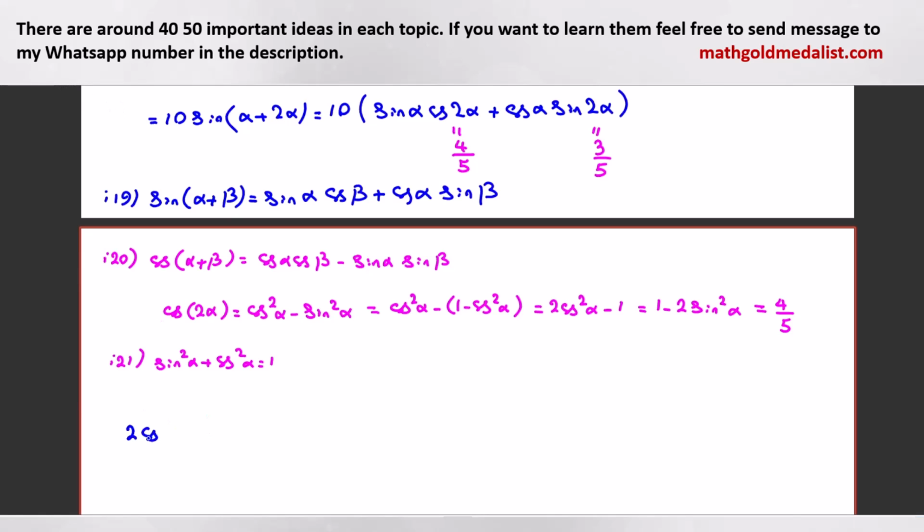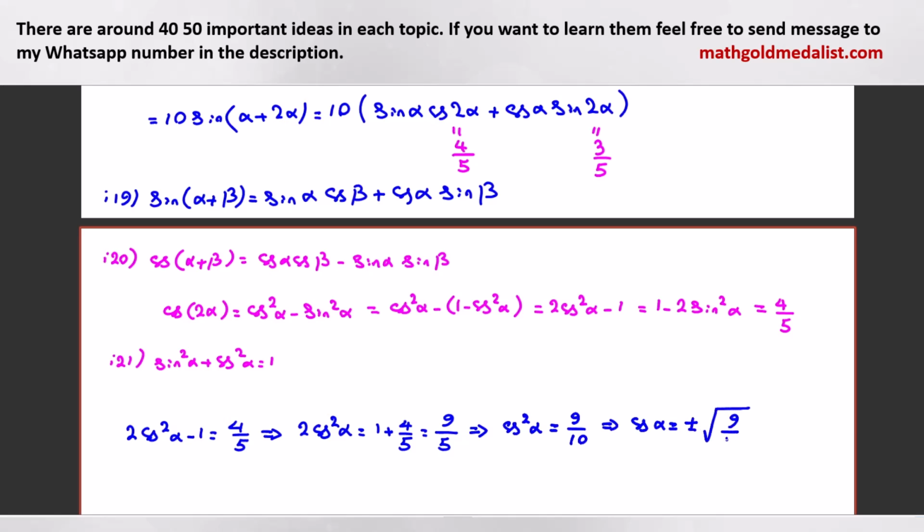We can say 2 cosine squared alpha minus 1 is 4 over 5. So here, if we add 1 to both sides, it will be 1 plus 4 over 5. If we use a common denominator, 5 plus 4, 9. So if you divide both sides by 2, cosine squared alpha is 9 over 10. Now, if you take a square root, cosine alpha is plus or minus the square root of 9 over 10.